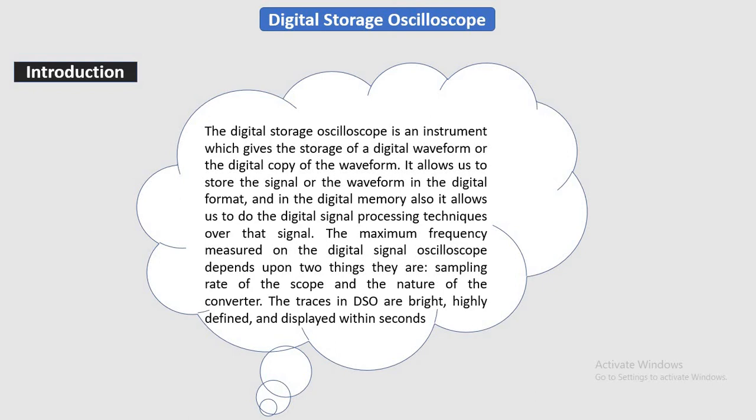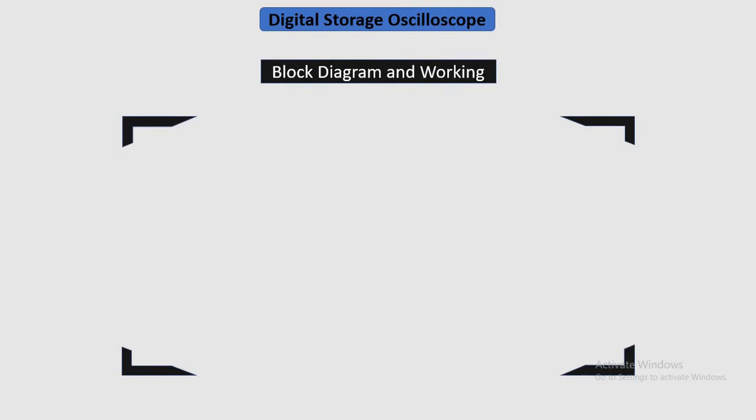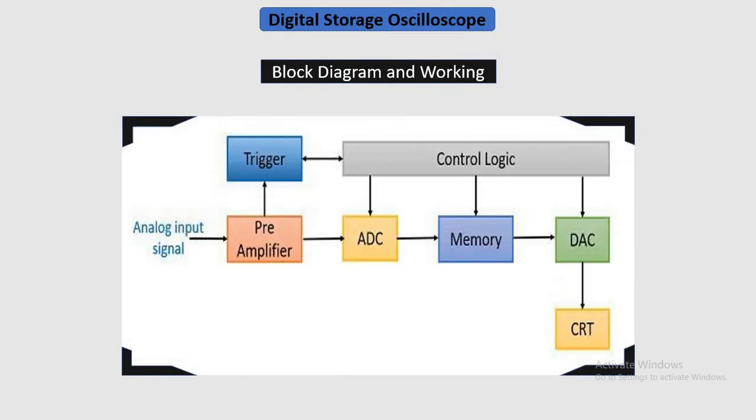Next, we will discuss the block diagram and working of the DSO. Here, the CRT employed in the circuit displays the data stored in the electronic digital memory. As the data in memory is stored in digital form, the signal is reconstructed in analog form in order to be displayed on the screen of the CRT.